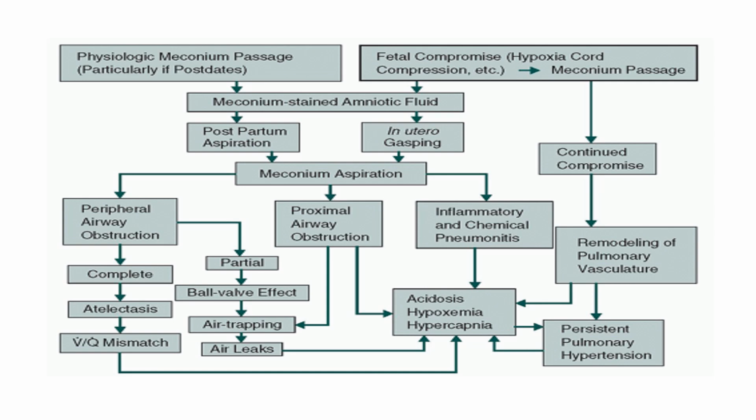Then this meconium aspiration causes peripheral airway obstruction, which can be complete or partial, or it might cause proximal airway obstruction that causes air trapping. It can cause acidosis, hypoxia, hypercapnia, and also inflammatory and chemical pneumonitis, and also remodeling of pulmonary vasculature, which causes persistent pulmonary hypertension.